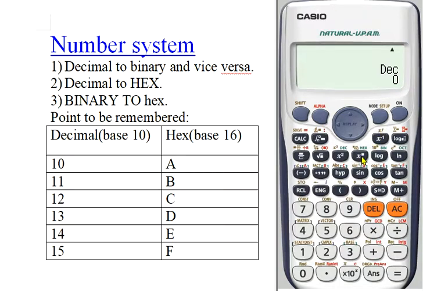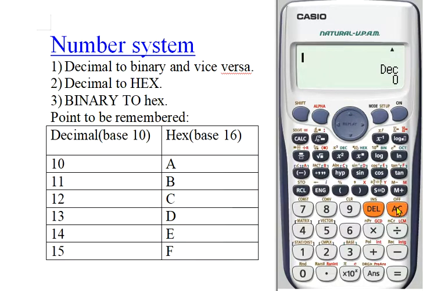Let me take the binary. BIN means binary. Let me take one binary number, 1001. Please remember that binary numbers always contain only two digits, 0 and 1. So 1001. Let me press the equals button, and here the binary 1001 is stored. Let me convert this number to the equivalent decimal number just by pressing the DEC here. The binary 1001 is equivalent to the decimal 9.